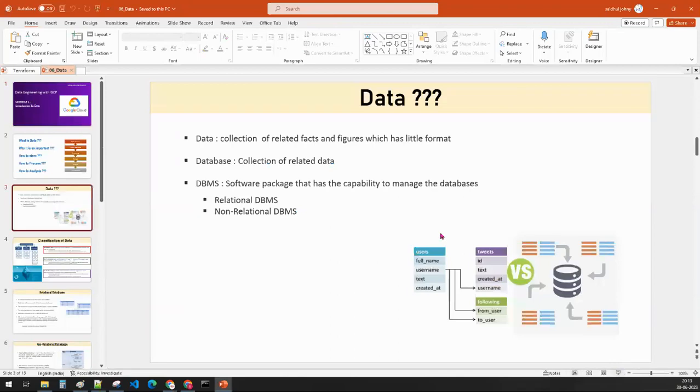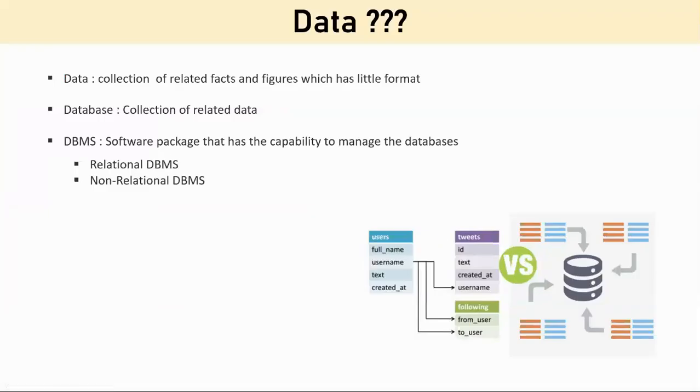This is what I want us to understand first. Here we will understand what actually a DBMS is and what the different types of DBMS are, and that's where we will enter into our Cloud SQL. Okay, so what is data? Data is nothing but a collection of information. Some people also define it like this: data is nothing but a collection of related facts as well as figures, which has a little format to it. This is how people define it.